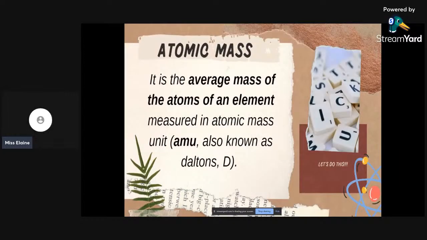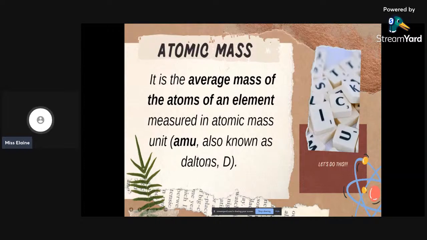Now, atomic mass. Atomic mass is the average mass of the atoms of an element measured in atomic mass units or AMU, also known as Dalton. So AMU is the atomic mass unit. Atomic mass is roughly equal to the sum of the individual particle masses of an atom. It is typically calculated by adding the number of protons and neutrons together, ignoring the electrons because of their small size. So Daltons are the standard units used for measuring atomic mass.